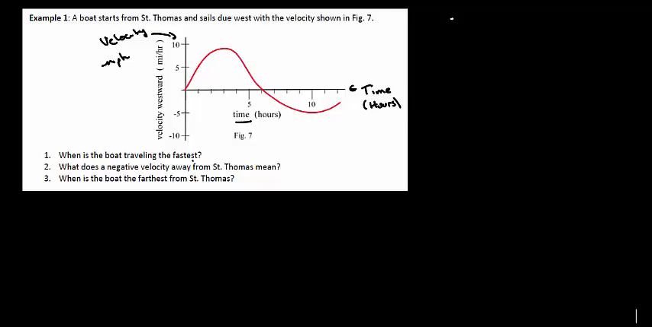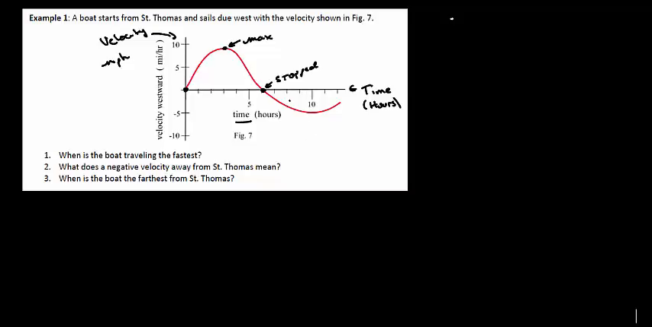It says, when is the boat traveling the fastest? Well, the velocity is the speed, and so for fastest we want the most velocity. If we look here, our velocity is 0 at time 0, and then it creeps up to here being a maximum velocity. Then you'll notice that it comes back down here, and so this point right here is again a velocity of 0. So you can think about this: if your velocity is 0, you are stopped.